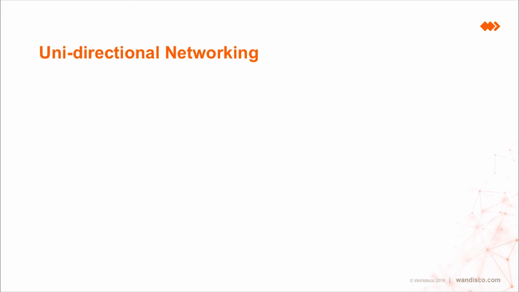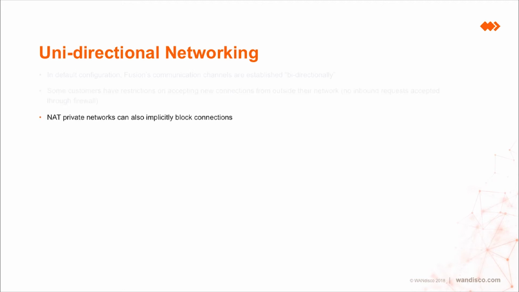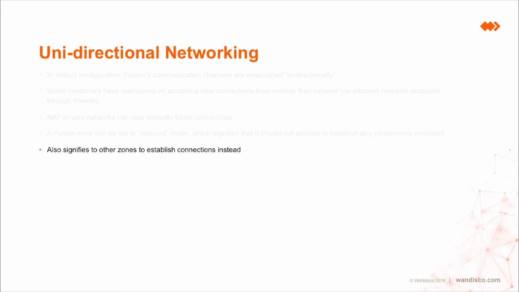Unidirectional networking. By default, Fusion's communications are established in a bidirectional manner. Some customers, however, have restrictions on accepting new connections from outside their network. No inbound request accepted through firewall, for example. Private networks can also implicitly block these type of connections. A Fusion node can be set to inbound, which signifies that it should not attempt to establish any connections outbound. This also signifies to other zones to establish connections instead.